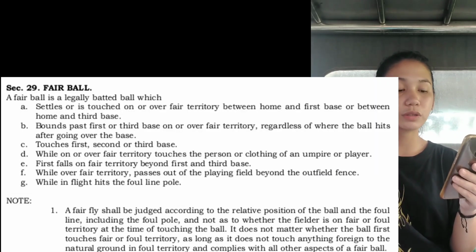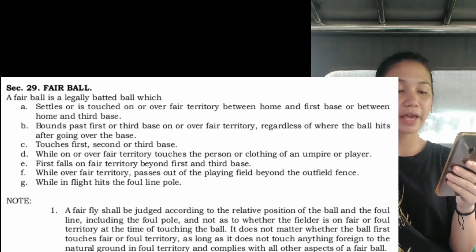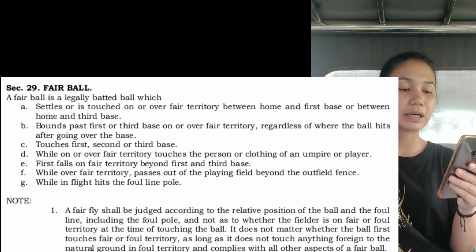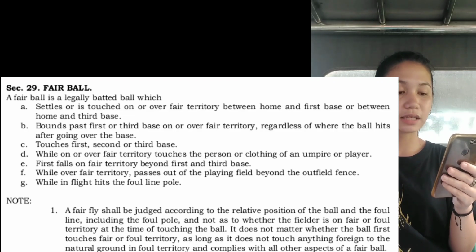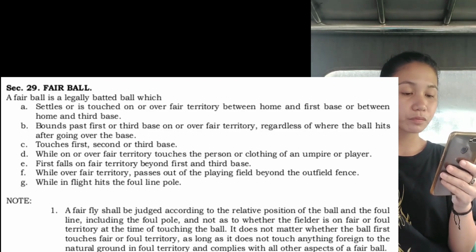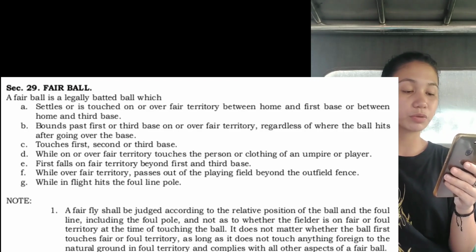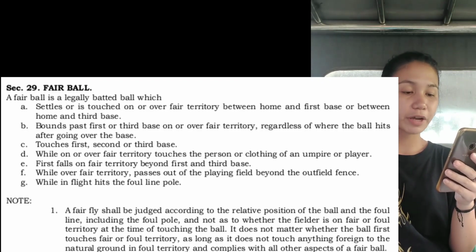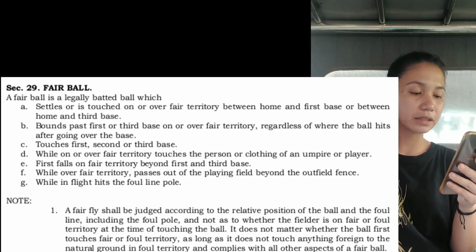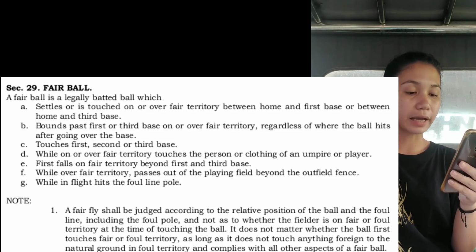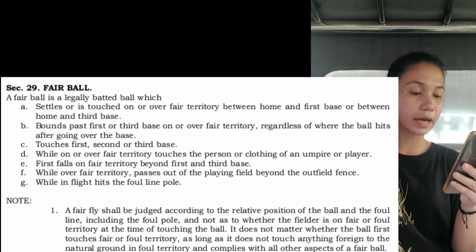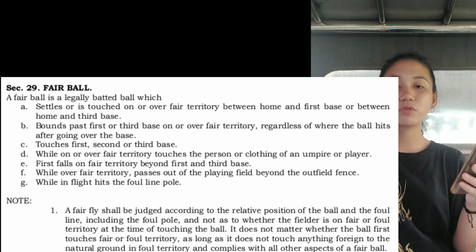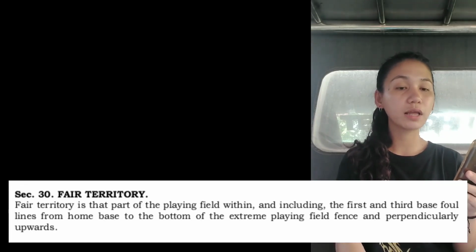So let's move on to Rule 1, Section 29, the fair ball. A fair ball is a legally batted ball which A, settles on or is touched on or over fair territory between home and first base or between home and third base. So note, a fair fly shall be judged according to the relative position of the ball and the foul line, including the foul pole, and not as to whether the fielder is on fair or foul territory at the time of touching the ball. So let's move on to Rule 1, Section 30.